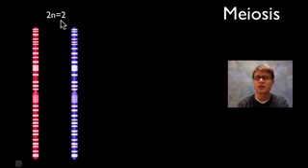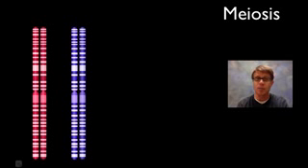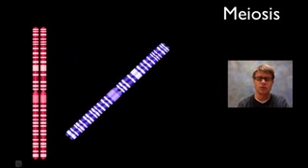So meiosis starts the exact same way. We start with a diploid cell where 2n equals 2, one from mom, one from dad. We copy those chromosomes. So during the S phase of interphase, we'll make exact copies. So this looks exactly the same as mitosis, but now it gets a little weird.